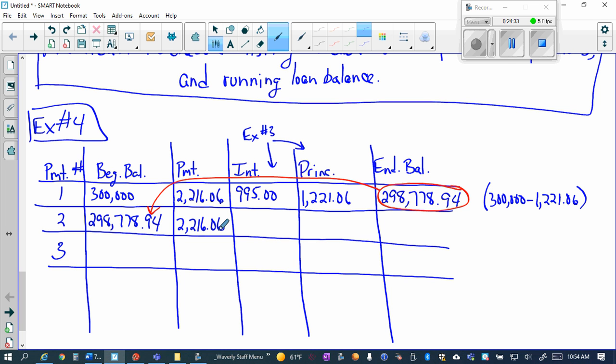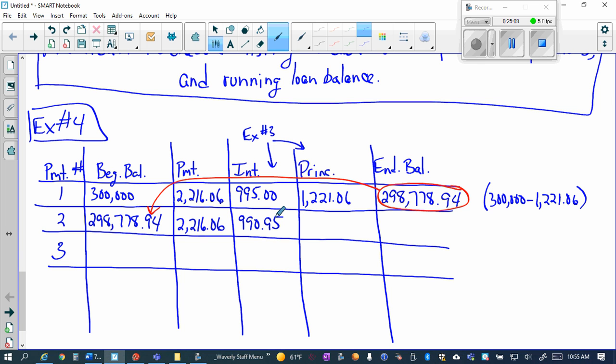So with a new beginning balance, we're going to have a new interest portion of that payment. So we're going to do the same thing we did in example 3, except instead of using $300,000, we will use $298,778.94. So we take our $298,778.94, multiply it by, what was the rate in there? 0.0398, right? Divided by 12. And when you do that, we have a new interest portion, 990.95. Okay? That doesn't reduce our balance at all.